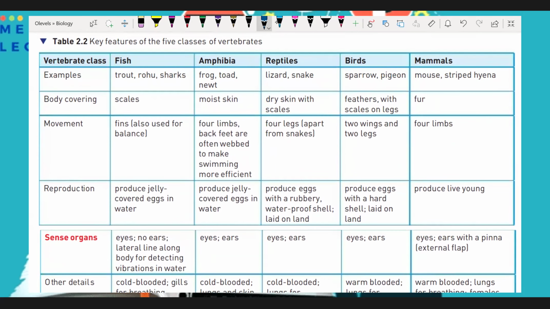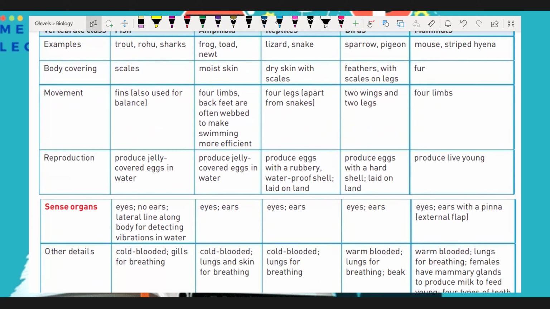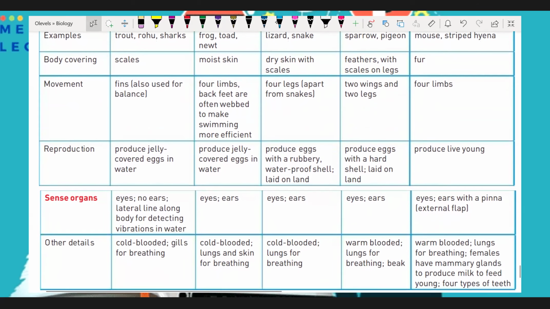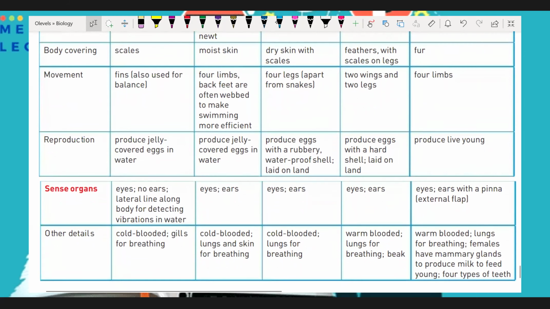Then in the case of birds, like sparrow and pigeon, their body covering is feathers, and they have scales on their legs. Their movement depends upon two wings and two legs. For reproduction, they produce eggs with a hard shell laid on land. Their sense organs are eyes and ears. They are warm blooded, have lungs for breathing, and they have beaks as well.